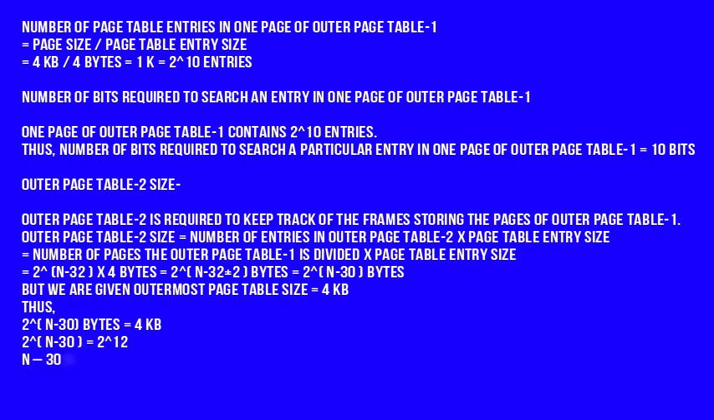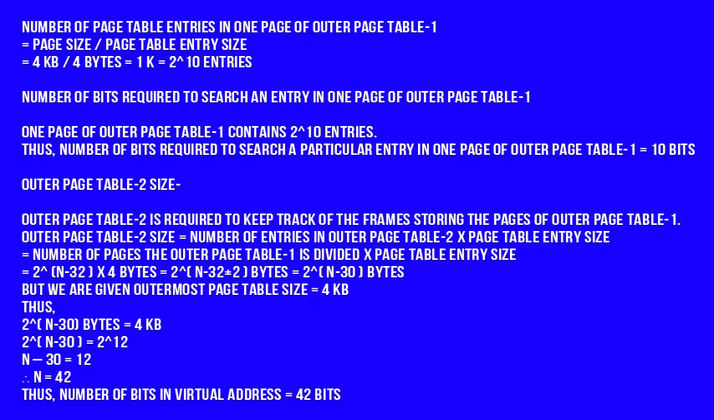Outer page table 2 size: outer page table 2 is required to keep track of the frames storing the pages of outer page table 1. Outer page table 2 size equals the number of entries in outer page table 1 times the page table entry size, which is the number of pages outer page table 1 is divided into, 2^(n-32), times the page table entry size, given in the question as 4 bytes, equal to 2^(n-32) times 2^2, equal to 2^(n-30) bytes.